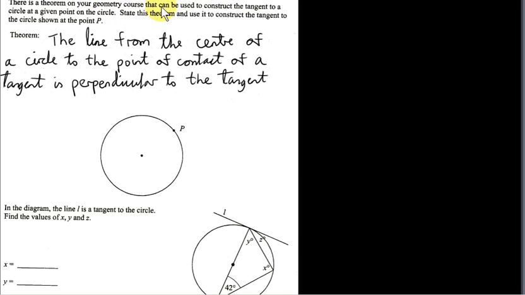There is a theorem on your geometry course that can be used to construct a tangent to a circle at the given point on the circle. State this theorem and use it to construct a tangent to the circle shown at the point P.